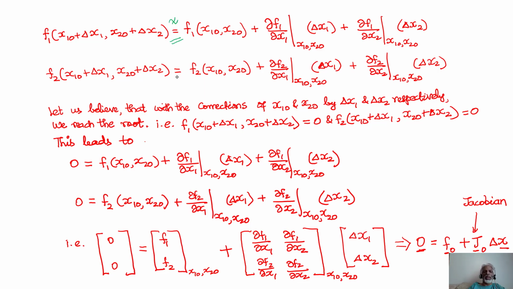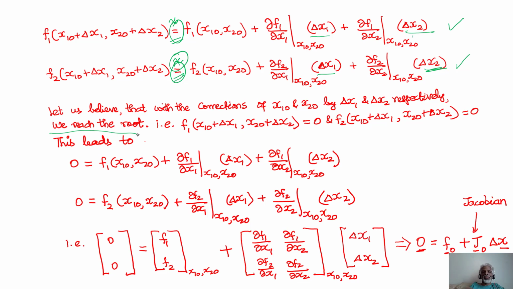But just because we're going to pretend that the solution is going to be reached, I've just left it as equal to, but this actually should be approximately equal to. What you see here is nothing but what was written in the previous slide, except that we have dropped the higher order terms. Now, at this point, the reason we still think it is equal to, even though it should be approximately equal to, is because we are going to believe that with these corrections of delta x1 and delta x2 made on x1 naught and x2 naught, we are going to reach the solution or the root of the problem.